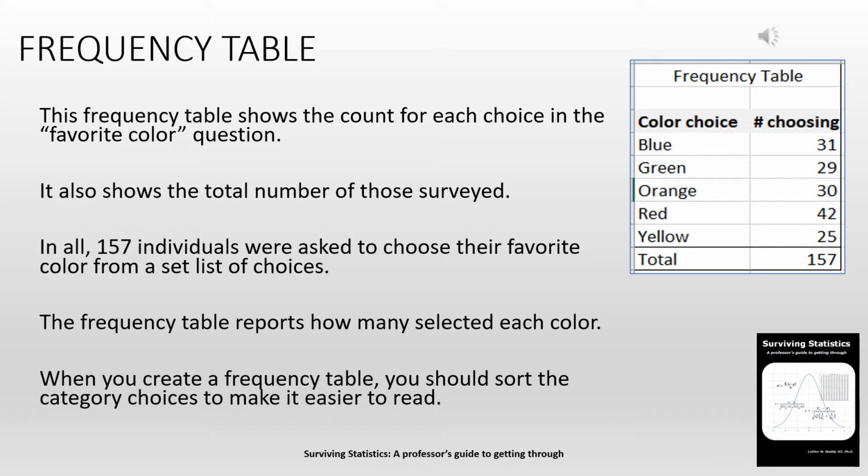Remember that a frequency distribution is just a breakdown of the different categories and how many observations there were in each category. What you're seeing on the screen here is a frequency table, which is one way to display a frequency distribution. This frequency table shows the result of a question that we asked: what is your favorite color? Altogether, you can see down at the bottom that there was a total of 157 respondents to this survey, and we can see the breakdown or the distribution or the frequency of each of the color choices. So 31 chose blue as their favorite color, 29 chose green, and so on. A frequency table also shows us the total, as I mentioned, 157.